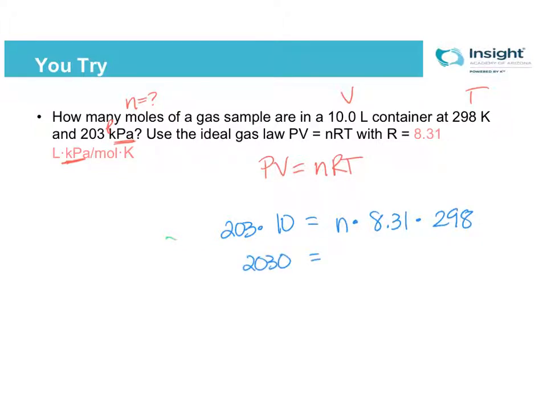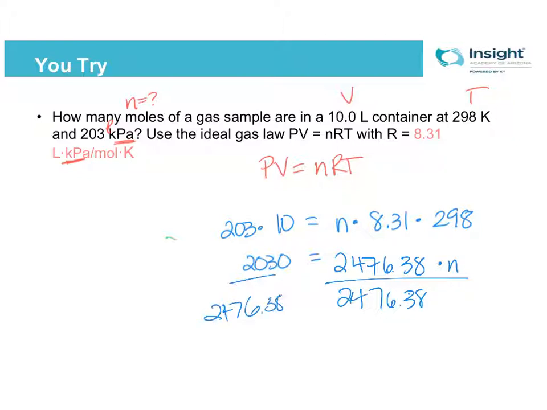That's going to simplify to 2030. 8.31 times 298 is going to be 2,476.38 times n. I'm going to divide by this value, both sides. 2030 divided by 2476.38, and you get your n is equal to 0.82 moles.